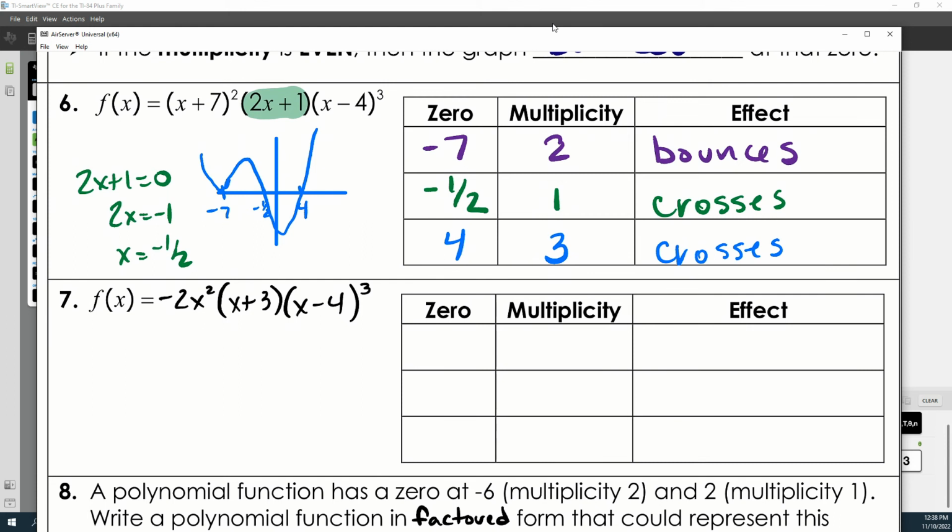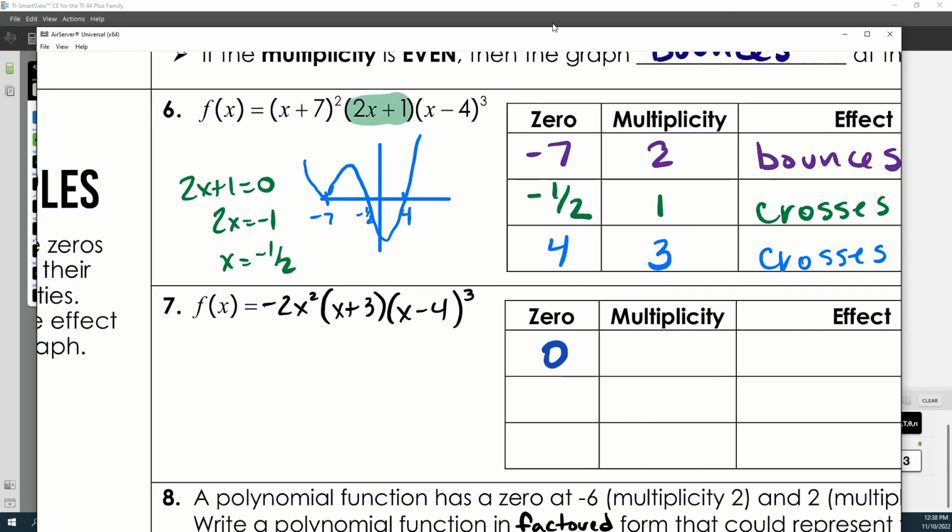All right, so when I look at number 7 and I see this -2x squared where there's no addition or subtraction, I automatically know that 0 is 0. If you don't believe me, it's okay. You can set it equal to 0 and do all the things to solve it for x by dividing by -2 and taking the square root. But if there's an x and there's no addition or subtraction, I promise the 0 is 0, 100%.